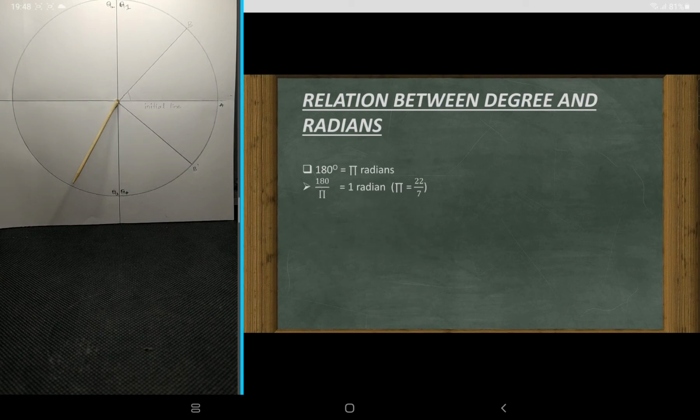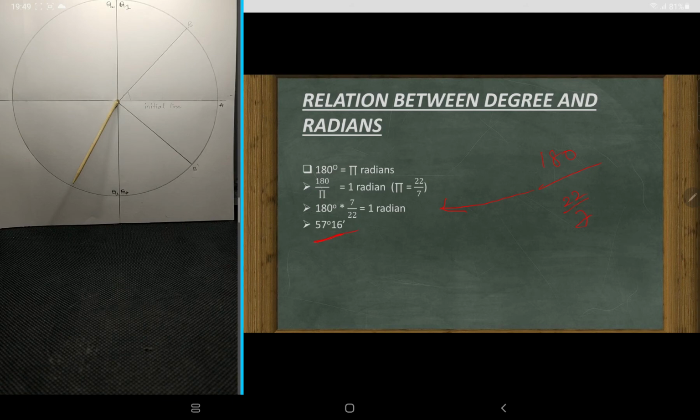If I transfer the pi to the LHS, it becomes 180 degrees by pi, which is equal to 1 radian, and we all know that the value of pi is 22 by 7. Now 180 degrees into 7 by 22, that is the reciprocal of 22 by 7. Why? Because if 22 by 7 is in the denominator, then 7 goes into the numerator and it becomes 7 by 22. So 180 degrees into 7 by 22 is equal to 1 radian, which is 57 degrees 16 minutes.